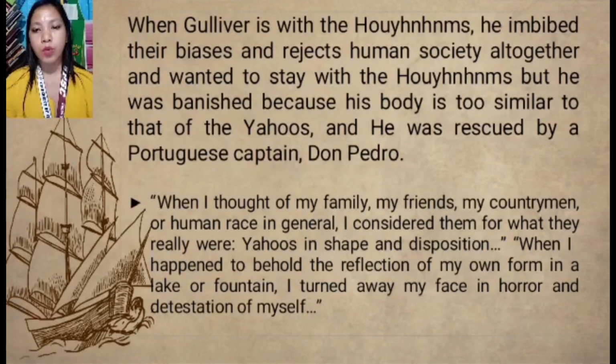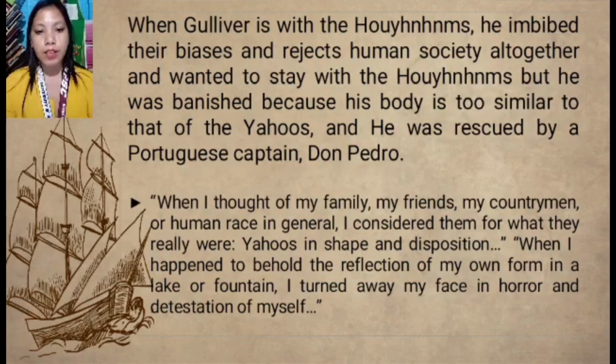When Gulliver is with the Houyhnhnms, he imbibes their biases and rejects human society altogether and wants to stay with the Houyhnhnms, but he is banished because his body is too similar to that of the Yahoos, and he is rescued by a Portuguese captain, Don Pedro.